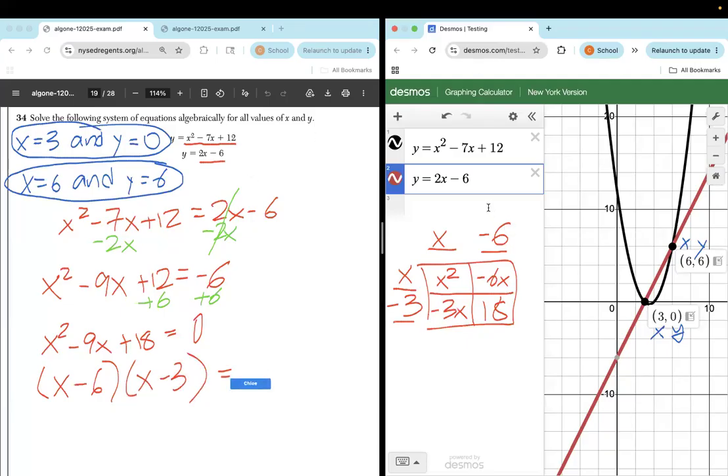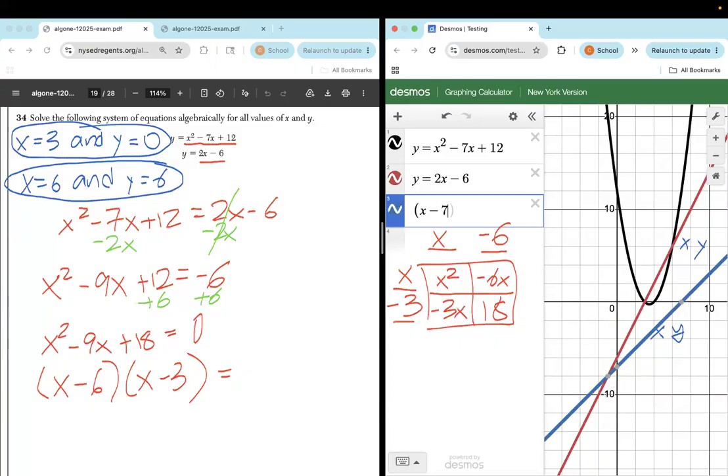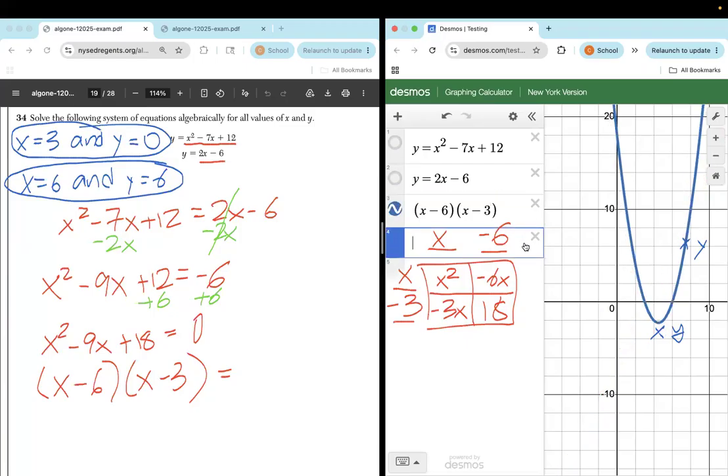And by the way, a way to check factoring problems is doing this. Because when you factor, you should be getting an equivalent expression. So x minus 6 times x minus 3 should be the same as x squared minus 9x plus 18. And look at that, they have the same graphs. So that's another thing to know: checking factoring problems with Desmos.